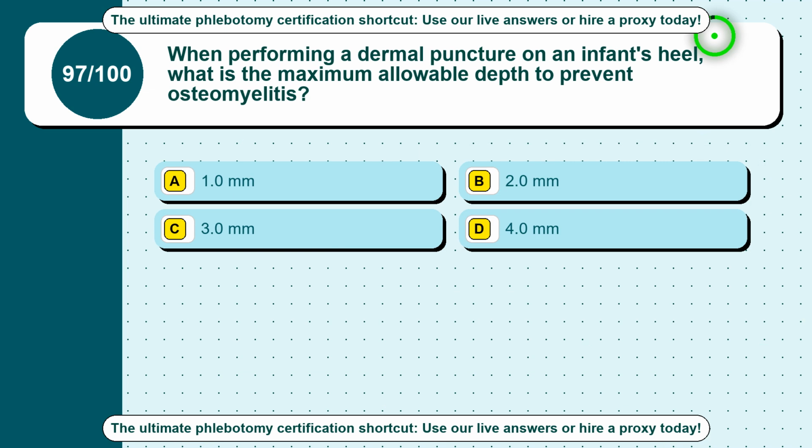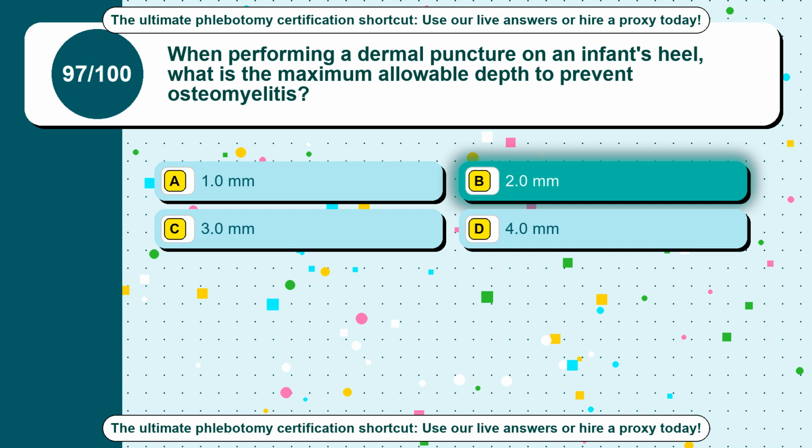Question 97. When performing a dermal puncture on an infant's heel, what is the maximum allowable depth to prevent osteomyelitis? Option A, 1.0 mm. Option B, 2.0 mm. Option C, 3.0 mm. Option D, 4.0 mm. The correct answer is option B, 2.0 mm.